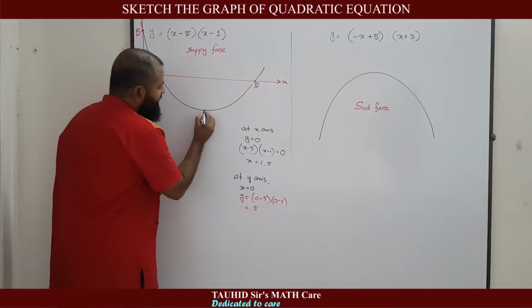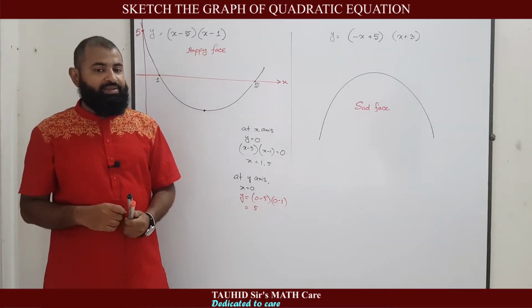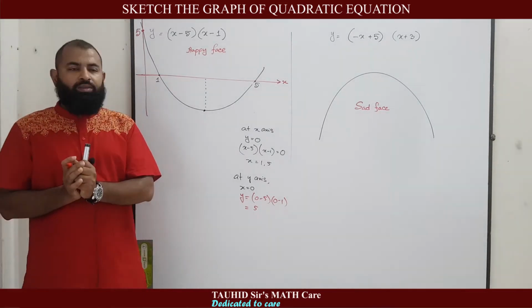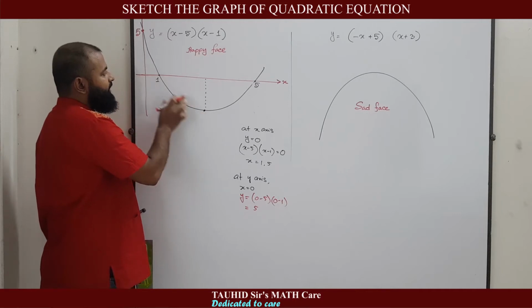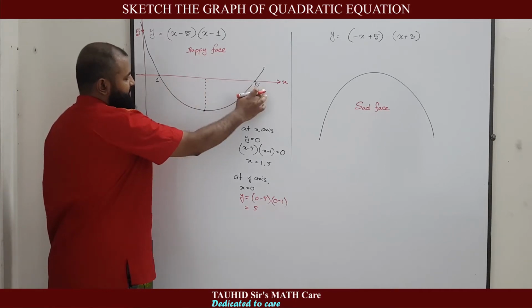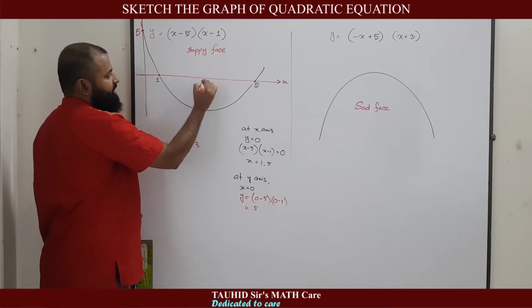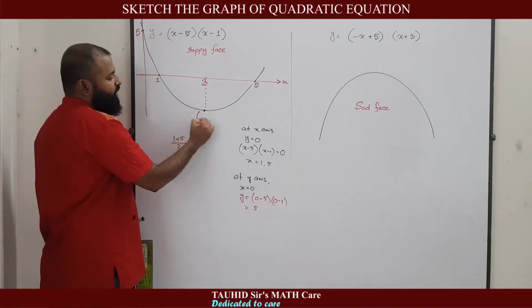You can see that this is the minimum point of a happy face, and in case of a happy face or sad face, the x coordinate of the maxima or minima is the average of this and this. So 1 plus 5 divided by 2, that means 3. So this point is 3 on the x-axis. What will be the coordinate of this point?